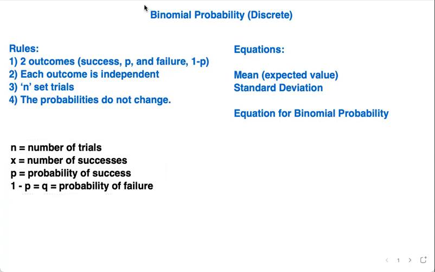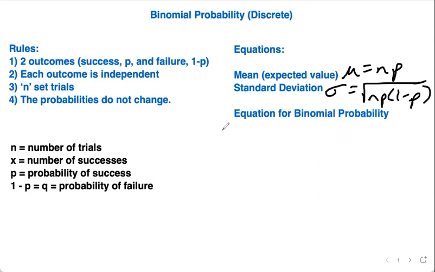Now, what equations do you need to know? Well, the mean, the expected value of a probability distribution that's binomial for mu is just going to be n times p. One example I can say out loud, if you flipped a coin 4 times, I would expect 2 of the times on average to be heads, because that's 4 times 50%. Standard deviation, sigma, is going to be the square root of n times p times 1 minus p.